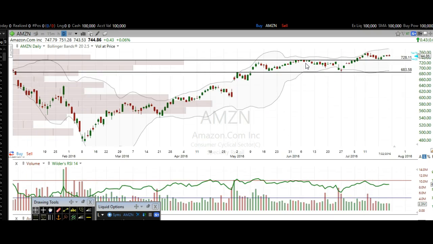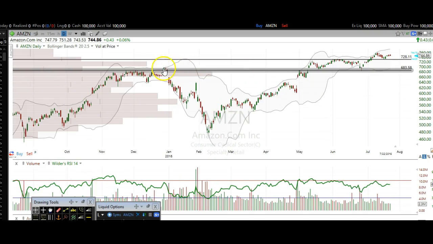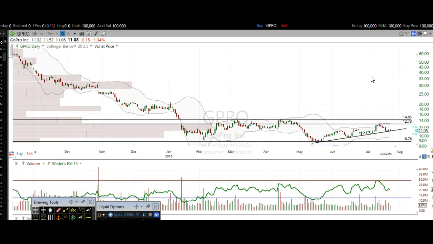On the downside, we've got support at about 683, bounced from it here, and it was resistance right here, and then you can see it was resistance right here as well. So 683, 728, those are pretty much the closest relevant levels that I'm seeing and that I think you should be aware of.